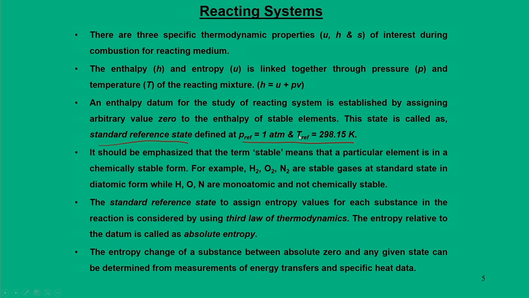What does this mean? That means at this reference state, the components are stable, meaning they are stable in chemical form. For example, hydrogen, oxygen, nitrogen are stable gases under atmospheric conditions. But the hydrogen atom and oxygen atom, though monoatomic in nature, are not chemically stable. When the component is stable, you can assign this arbitrary zero value of enthalpy and internal energy. So, this is about the enthalpy and internal energy treatment.